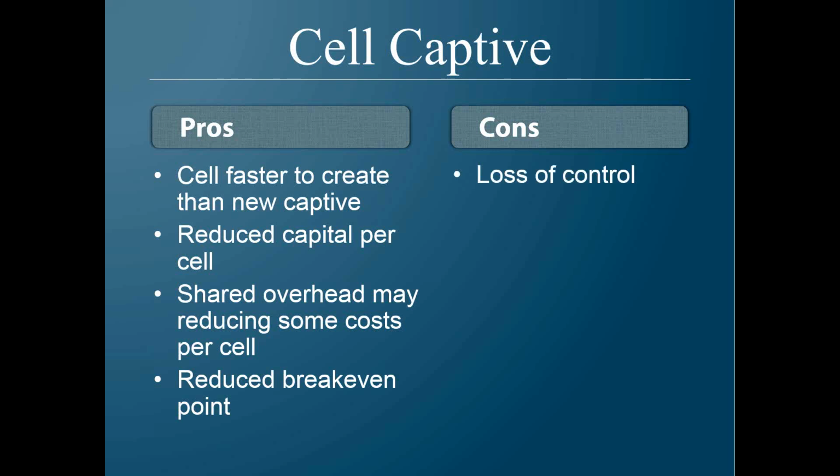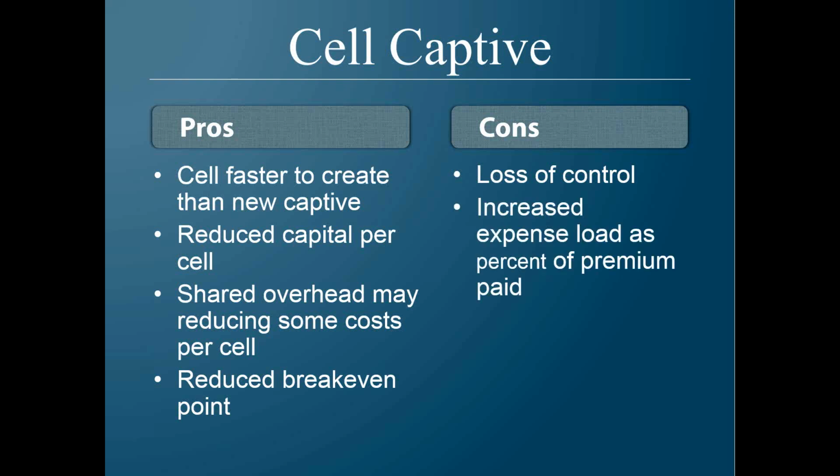You do lose control. You do not own the captive, so you're bound by what the owner of that captive, the promoter, says the rules are, and that's all set out in that agreement, which is why, again, that's so important. Typically, if you look at the expense load as a percentage of premium paid, the expense load as a percentage of premium is often higher than if you owned your own captive.